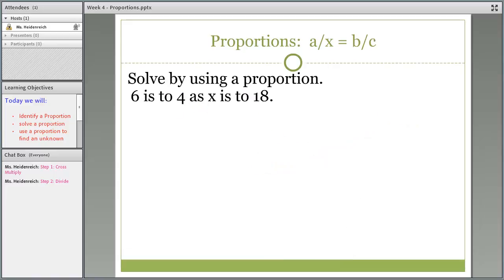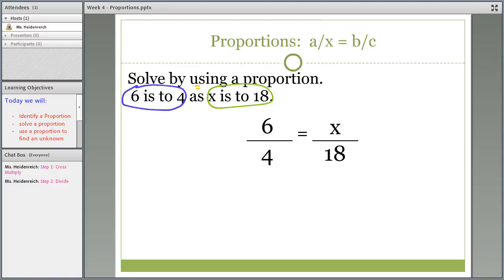Okay, so here's another one, and I'm going to take you through this one as well. So we've got 2 different fractions again. 6 is to 4 as x is to 18. So I want you to think about how that would look if you wrote it out with fractions. So a numerator and denominator, and then another numerator and denominator. And if I put it in the same order, I have 6 in the numerator and then x in the other numerator. So 6 over 4 equals x over 18.